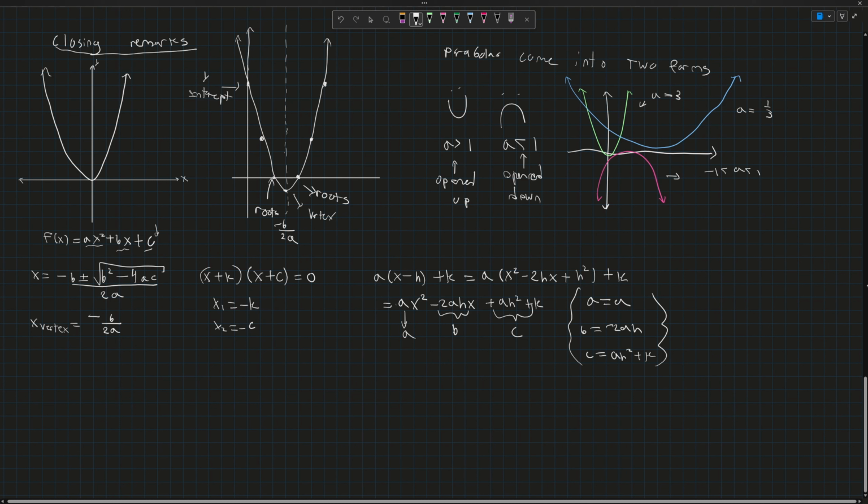Next time, we are going to be talking about higher order polynomials, or higher degrees, and what does that look like, and what can we do about that.